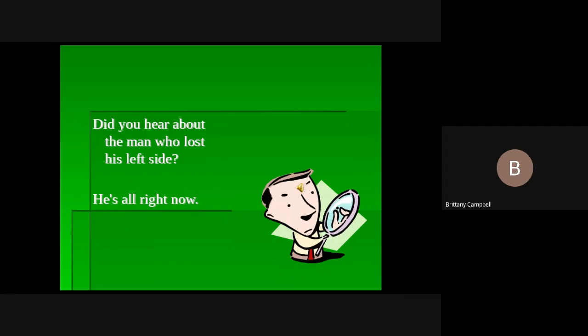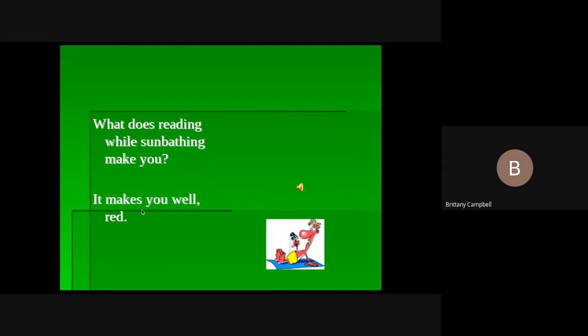Now, what does reading while sunbathing make you? And the answer is, it makes you well read. So one more to go. Let us look at one more.